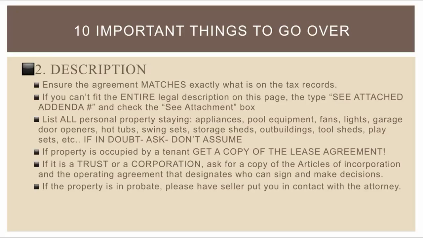List all the personal property that is staying on the property. Discuss that with the seller now. Appliances, which ones? Pool equipment, fans, lights, garage door openers, hot tubs, swing sets, storage sheds, outbuildings, tool sheds, play sets, etc. If in doubt, always ask. Do not ever assume. A big one that gets people in trouble is pool equipment. The next one that gets people in trouble is refrigerators and freezers in the garage. So make sure you ask, don't assume.